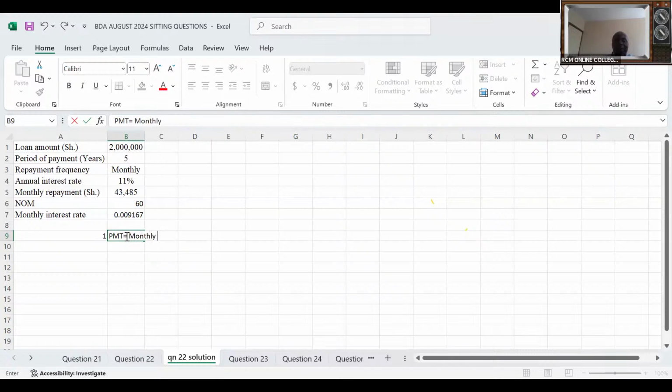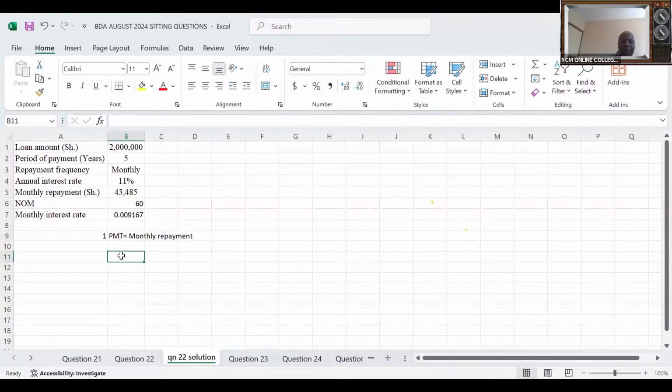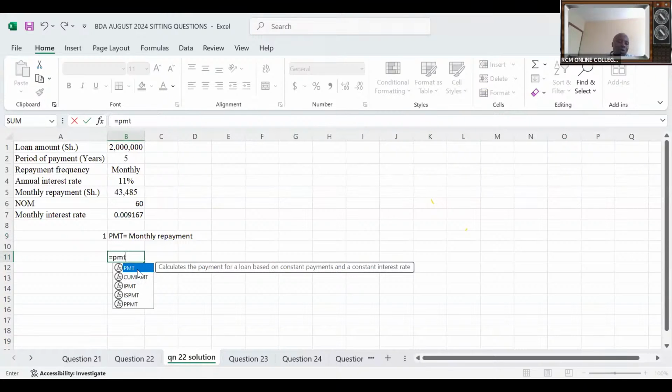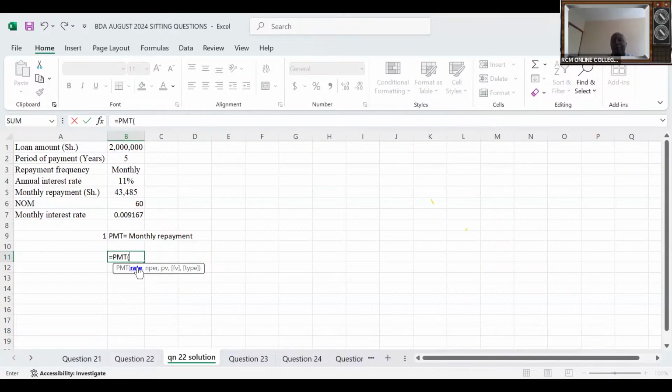They want me to confirm for them the monthly repayment. How much is the repayment? So in Excel, MS Excel, we use what we call the PMT. So then how will I be able to get this PMT, ladies and gentlemen? I have my function here. I know it is equals PMT. It has come up here, blue. So once it's blue like that, go ahead and tab.